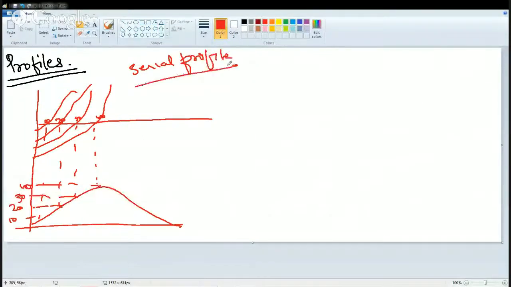Serial profile, the lines are usually parallel, and what you try to do is draw one line and then another and show it on the map. Similarly would be drawn for this side. Now there are three more important profiles that we would be studying. Next is superimposed.